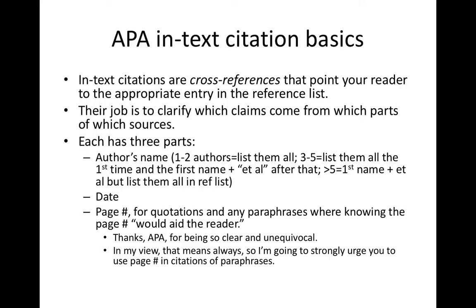Okay, so every in-text citation in APA style has three parts. So one is the author's name, and here's some technical stuff. You don't necessarily have to remember this. You could just refer back to this either here or at Purdue OWL, you'll find the same information. So the author's name, if there's one or two authors, you list them all. If there's 3 to 5 authors, you list them all the first time and just the first name and et al., which means and more, after that. If there's more than 5 names, you list the first name and et al. every time, but you list them all in your reference list. Okay. You will never remember that, so just refer back to this.